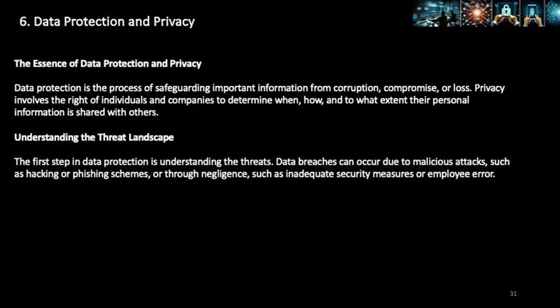The essence of data protection and privacy. Data protection is the process of safeguarding important information from corruption, compromise, or loss. Privacy involves the right of individuals and companies to determine when, how, and to what extent their personal information is shared with others. Understanding the threat landscape. The first step in data protection is understanding the threats. Data breaches can occur due to malicious attacks, such as hacking or phishing schemes, or through negligence, such as inadequate security measures or employee error.